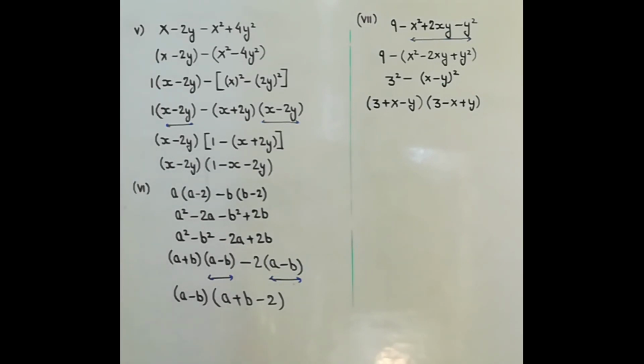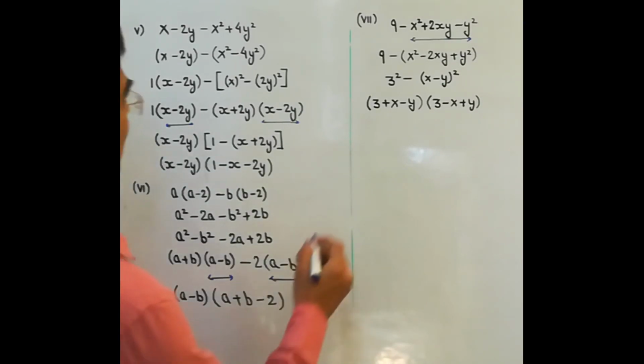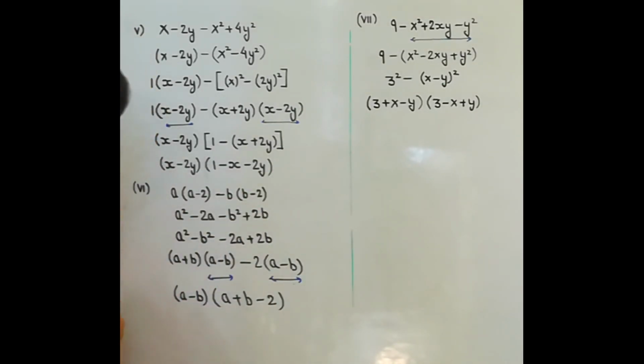In this question what we did, we saw the last three terms taken in one group are giving us the formula of whole square. So we used the last three terms all together, and we got the whole square formula, and it was x minus y whole square. And the first term 9 can be written as 3 square, so we can say we are getting the difference of 2 squares, a square minus b square. Now see the next question.